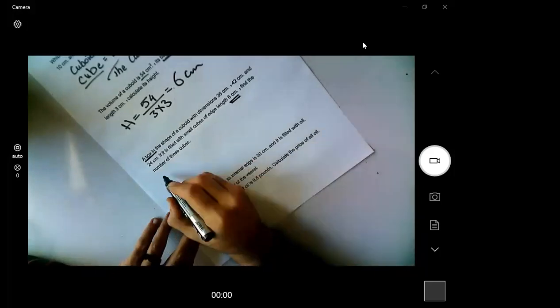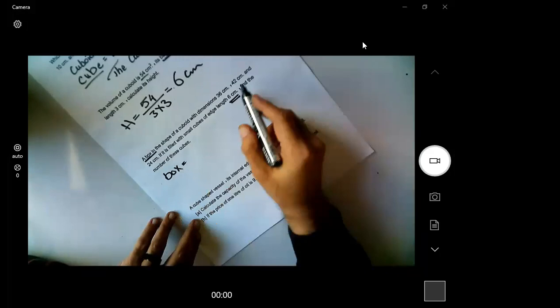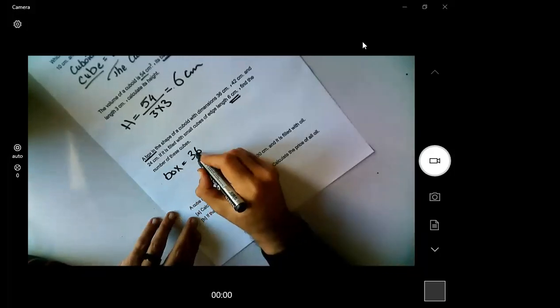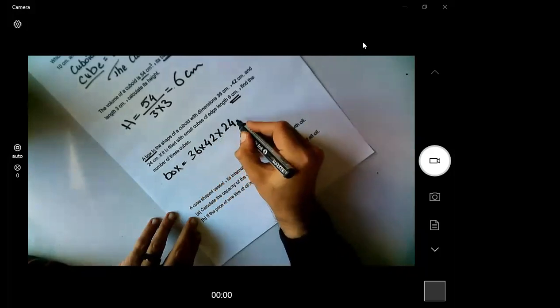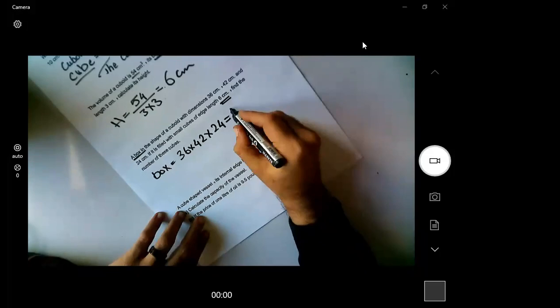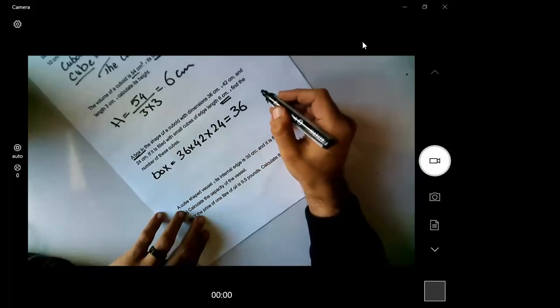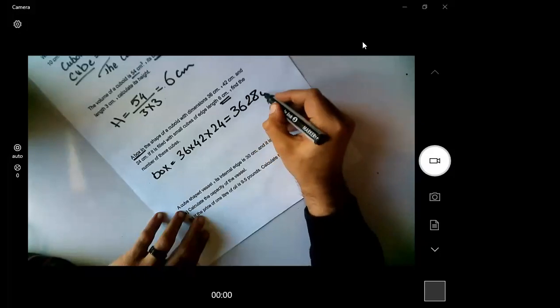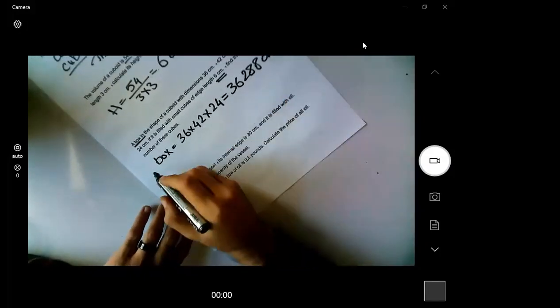First, the box. It is a cuboid, so length times width times height. It will be 36 times 42 times 24, which equals 36,288 cubic centimeters. This box is what we consider the big volume.